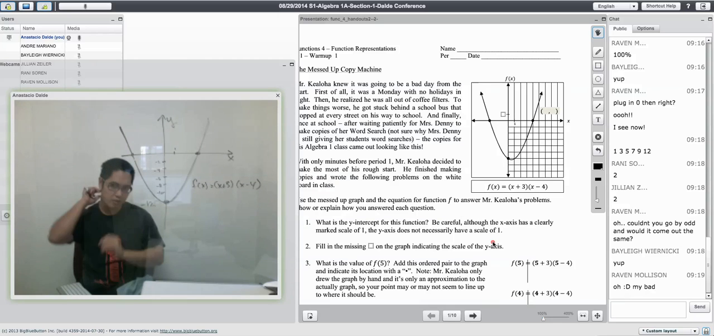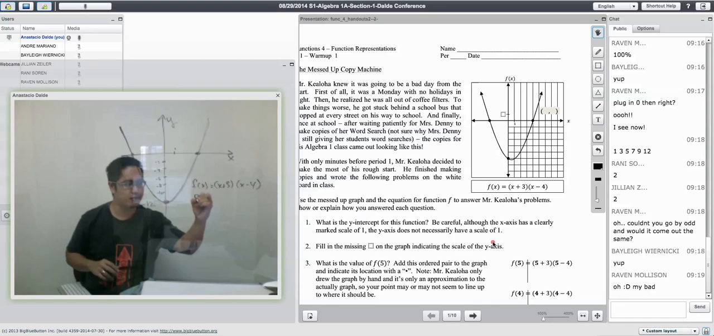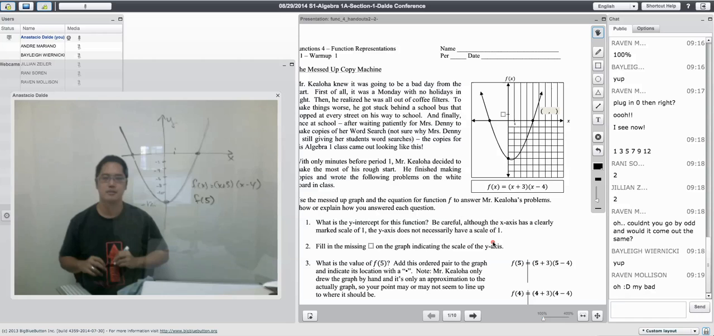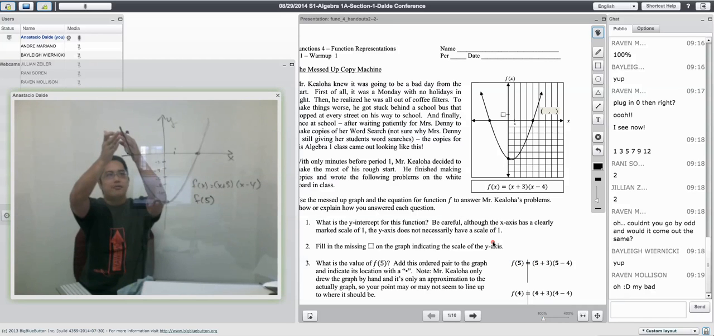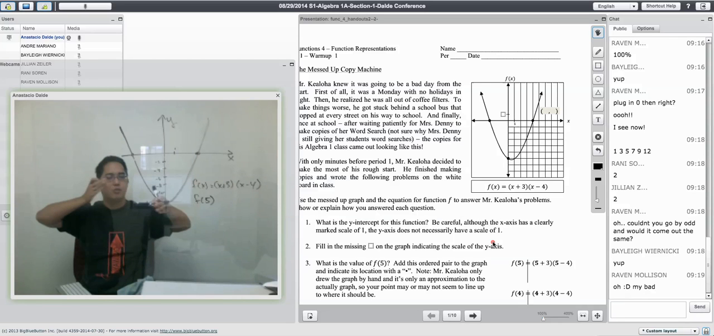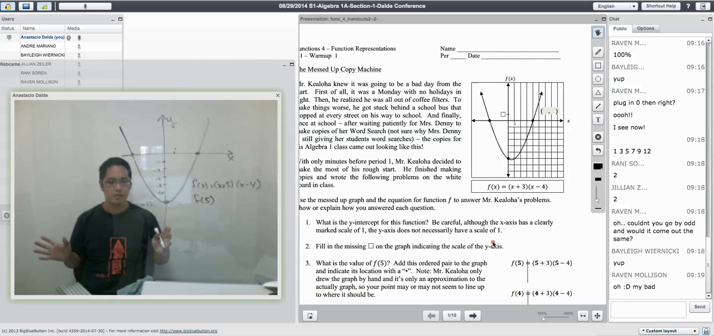So my next question is this. What does F5 represent? What F5 represents is the value of this graph when I'm standing at x equal to 5. Well, that's pretty easy. That's pretty straightforward. Would you like to know how to do it?